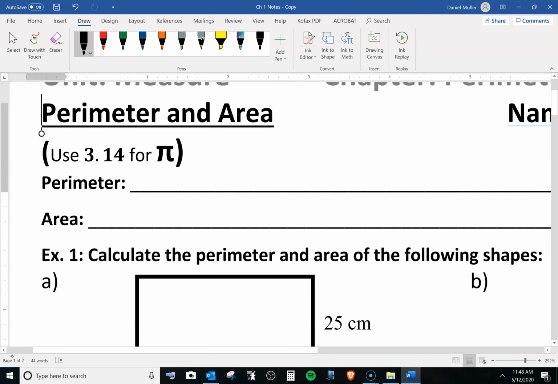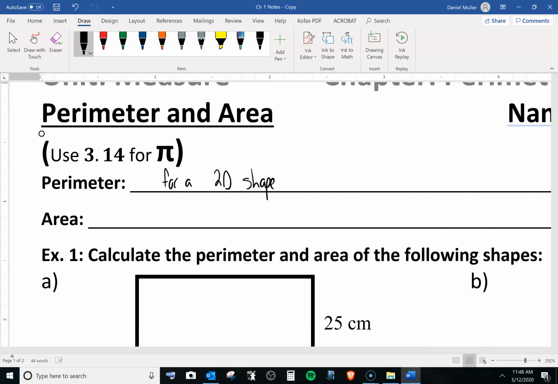Perimeter. Now, perimeter, for a 2D shape, is the total distance around the shape.